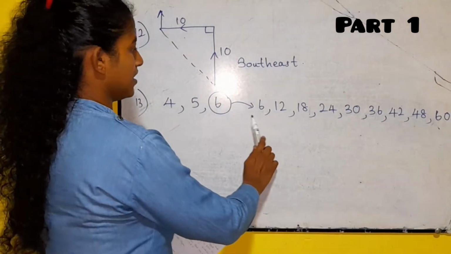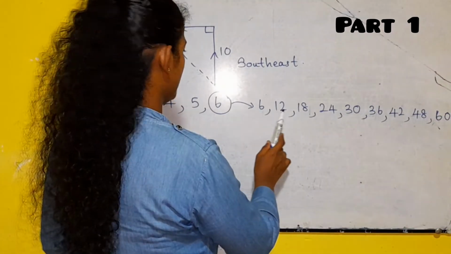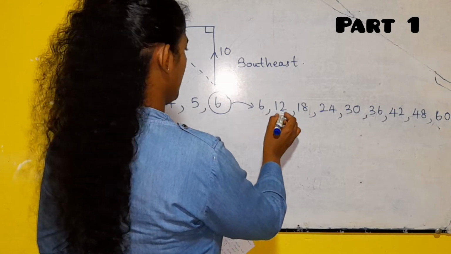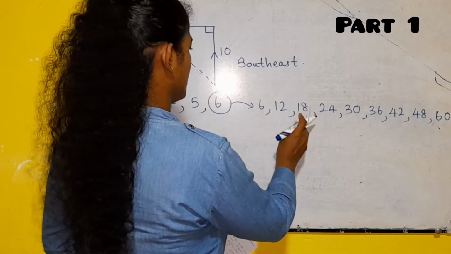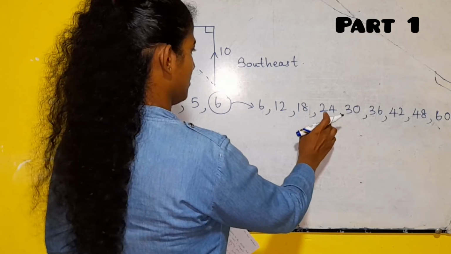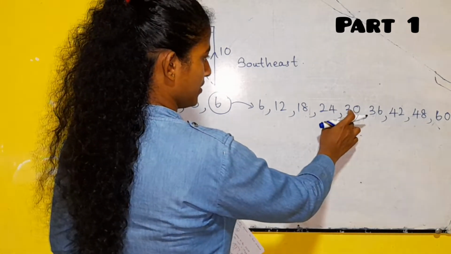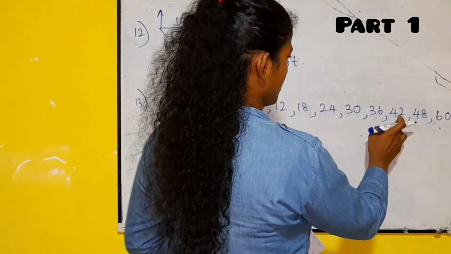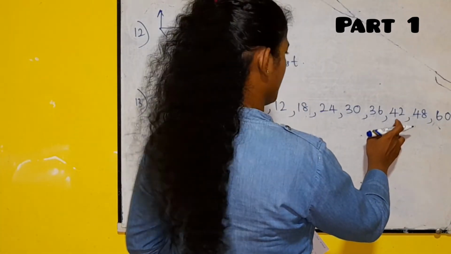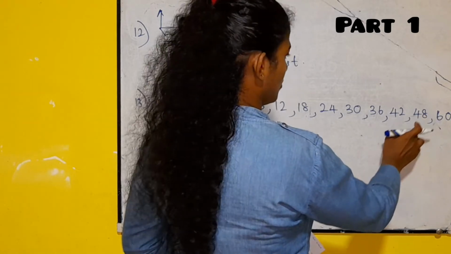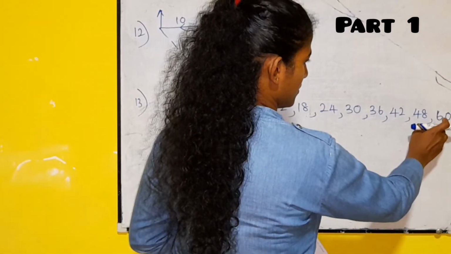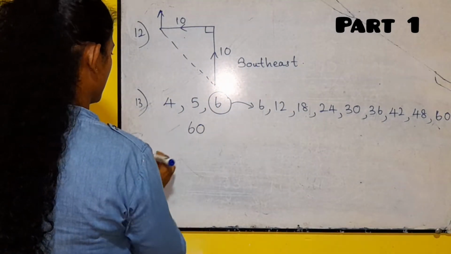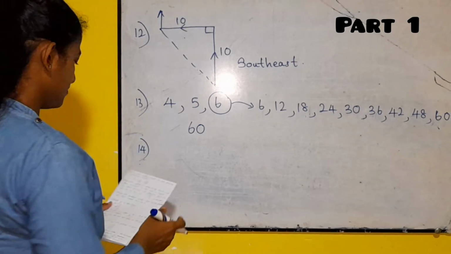So are these numbers divisible by 4 and 5 both? Divisible by 4 but not divisible by 5. Divisible by 5, not by 4. Not divisible by both. Divisible by both, 4 and 5. So 60 is the smallest number here. This is the answer.